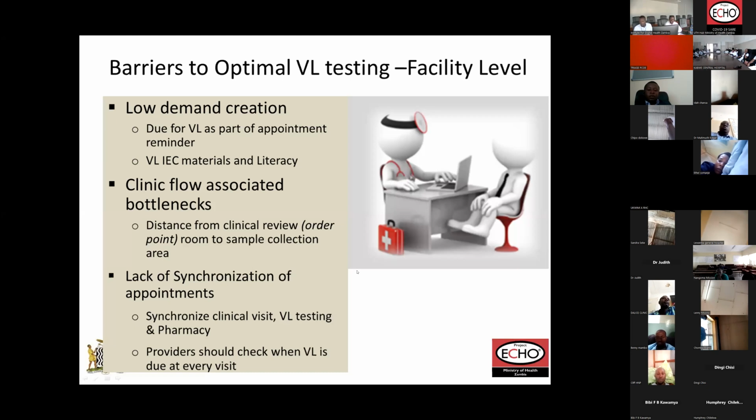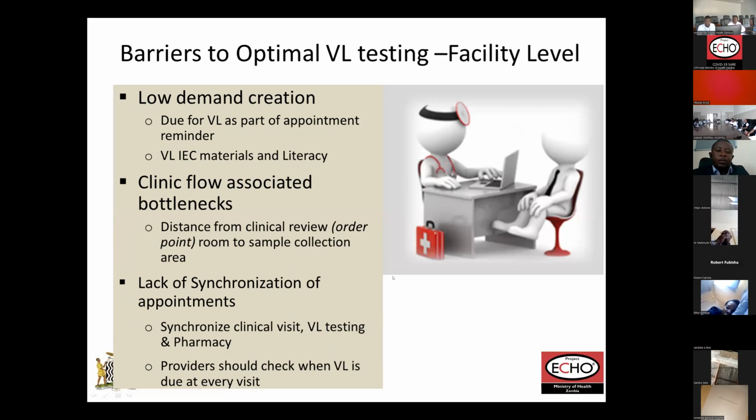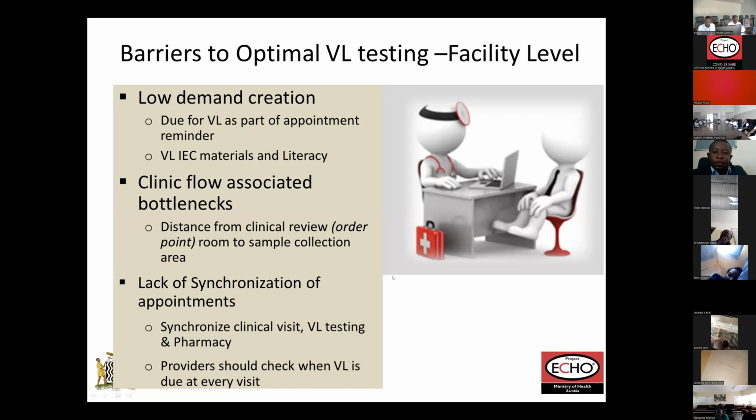The other barrier is clinic flow associated bottlenecks. Distance from the clinic review room to the sample collection area can be a barrier. On the part of the providers, we have seen a patient and we have ordered a viral load and given them a form and told them, go to room 10 to have your sample collected. The recipient of care, in some cases, doesn't get to that room. All they do is go to pharmacy, collect their medication and leave.